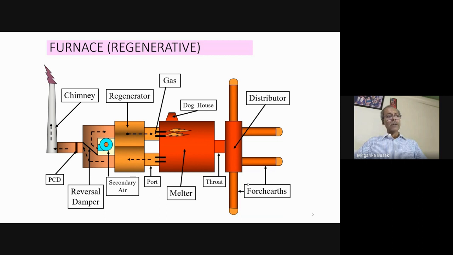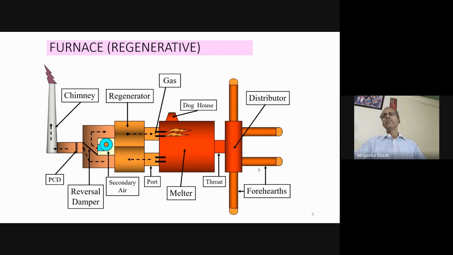So there is a reversal damper for the secondary blower. Once the right side gets opened, in the next cycle of operation, the left side gets opened. And this reversal damper cycle is predetermined. It is around, say, 20 to 30 minutes. During this 20 to 30 minute operation, one chamber gets heated up and the secondary air passes through the other chamber. And then in the next cycle of operation, the other chamber gets heated up and the cold secondary air flows through the first chamber.